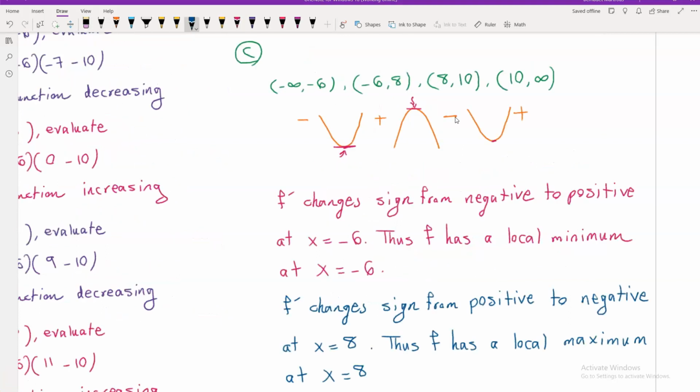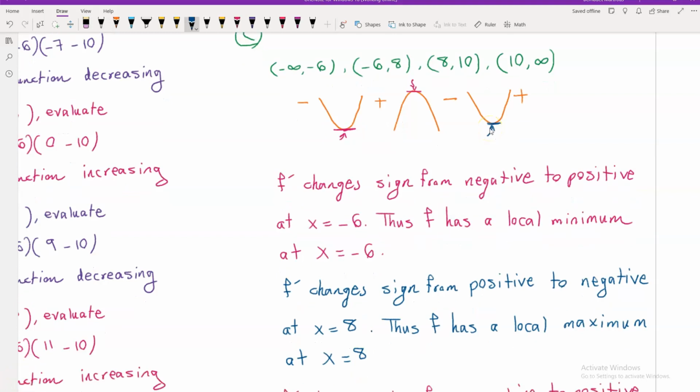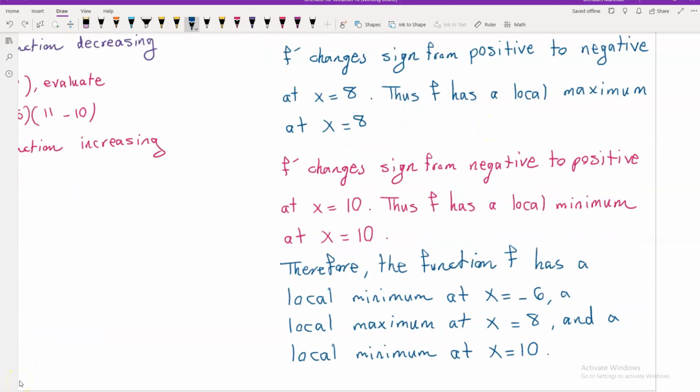Now in this part, the sign changes from negative to positive. So for the open interval 10, comma, positive infinity, our function is increasing because of having a positive number. So from left to right, decreasing and then increasing. So at this point we have a local minimum, and that point is positive 10. So the function f has a local minimum at x equal to negative 6, a local maximum at x equal to 8, and a local minimum at x equal to 10.